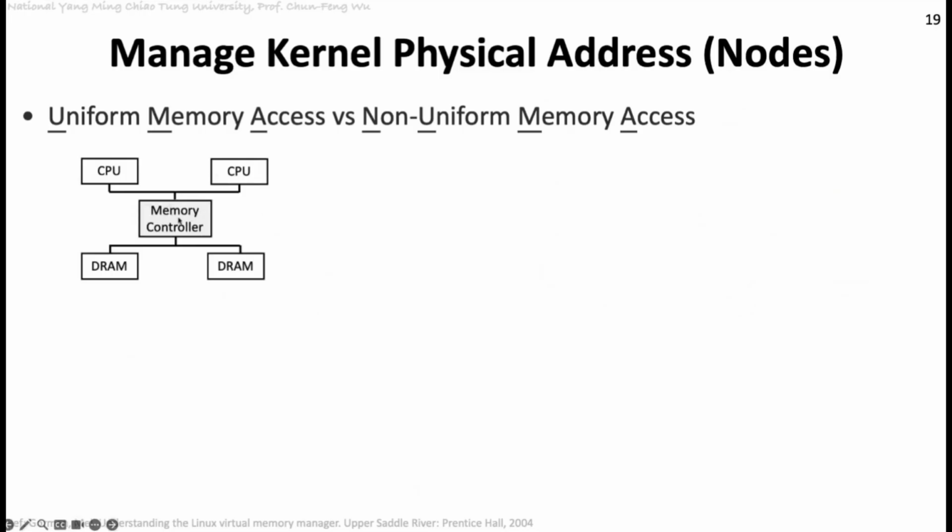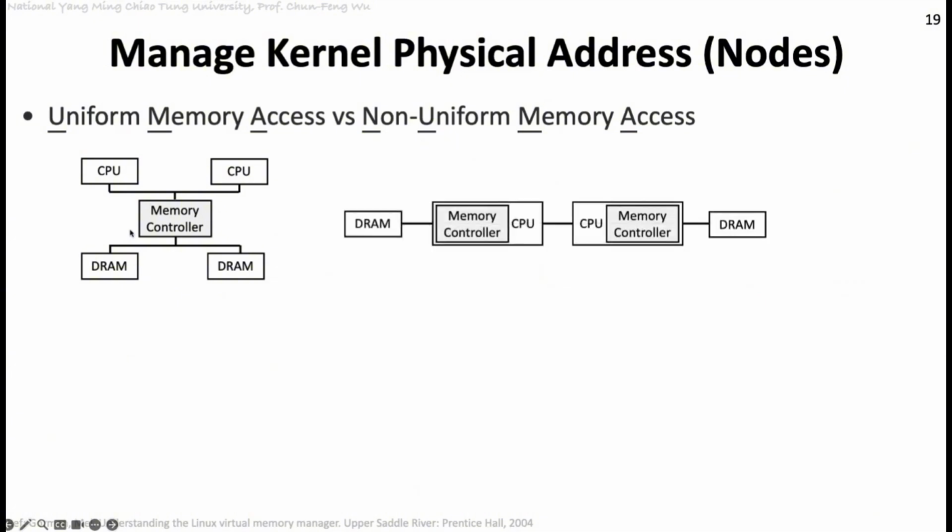So on the northbridge there is a memory controller, and the memory controller helps the CPU access the DRAM. Okay, so this is the old system. You can think of maybe 10 years ago or more. And then in the current system, they move the memory controller into the CPU. So it looks like this. Each CPU has its own memory controller, and then they can connect to the DRAM.